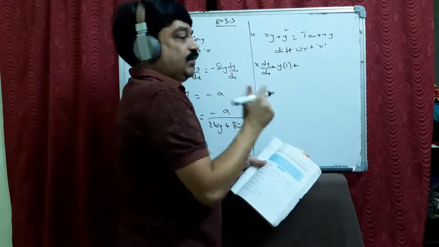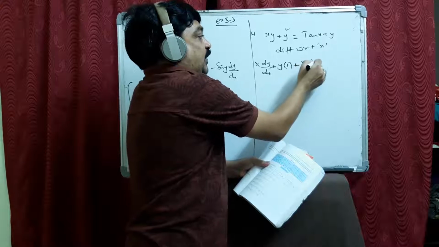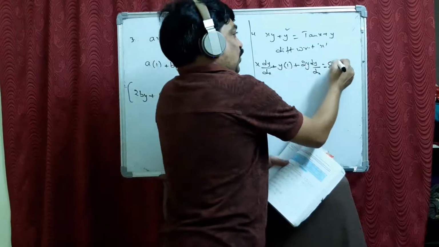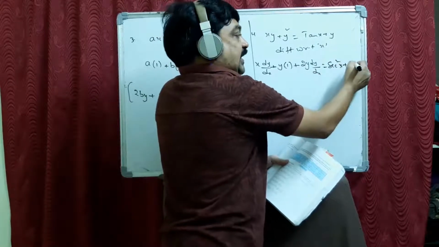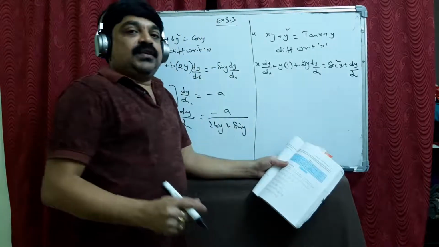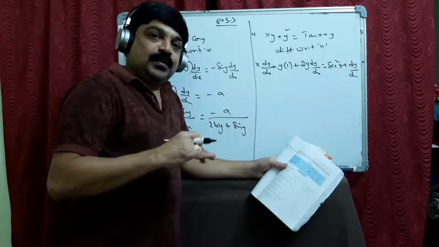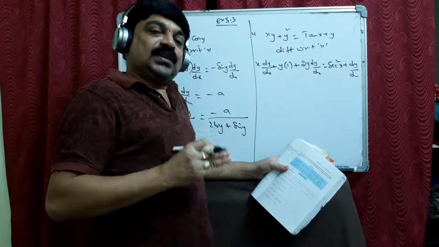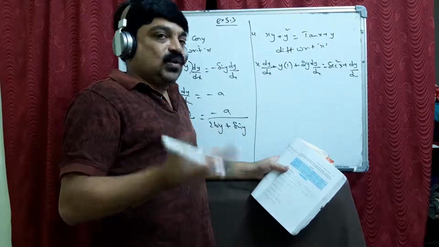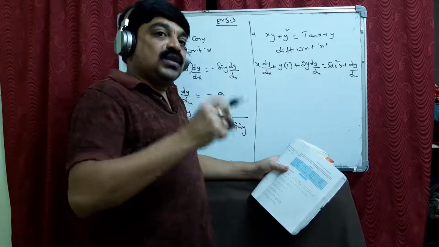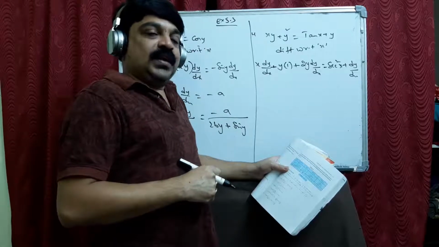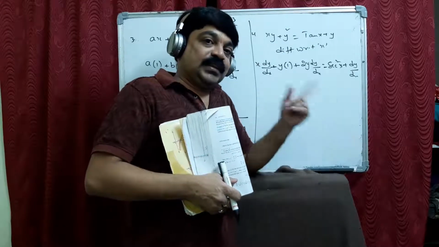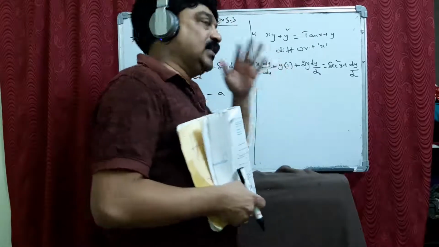I told you, whenever you find y, 2y dy by dx is equal to the derivative of tan x, which is secant square x. No problem. And the derivative of y is not 1, it is dy by dx. See, whenever you find the derivative of x square, it is 2x, but the derivative of y square is 2y dy by dx. The derivative of sin x is cos x. d by dx of sin y is cos y dy by dx. d by dx of x cube is 3x square. d by dx of y cube is 3y square dy by dx. Like that. You just remember that.